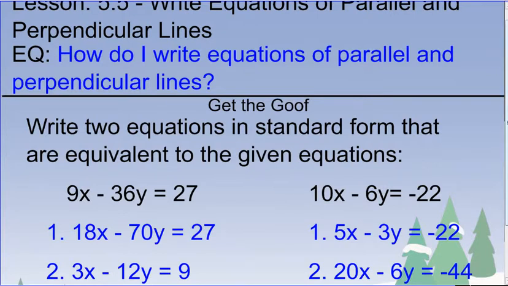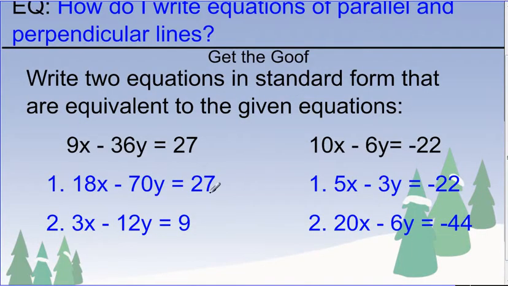So we have our two get the goofs here. In each problem, what they want you to do is they give you an equation, and they ask you to write two equations that are equivalent. So we want to know, are these two equations equivalent to that one?